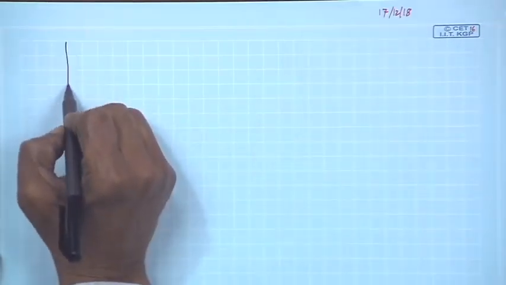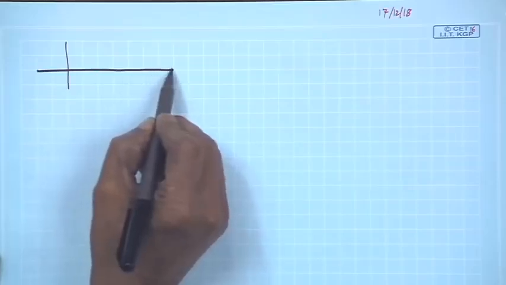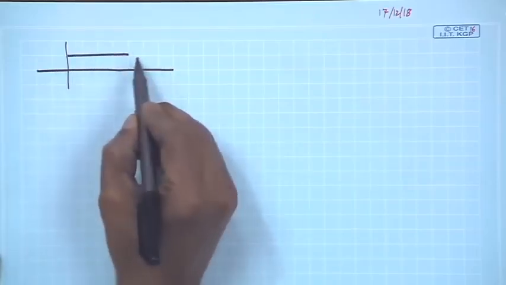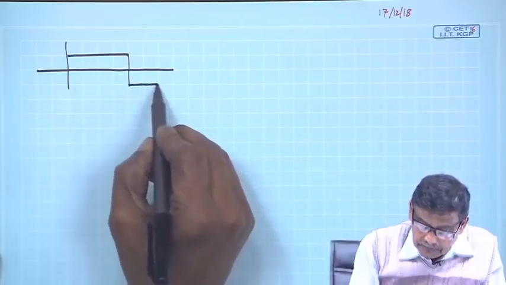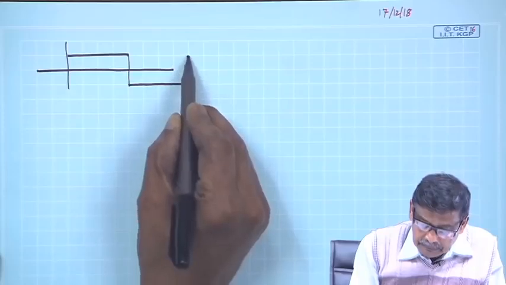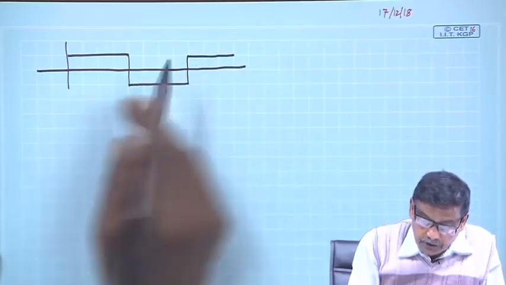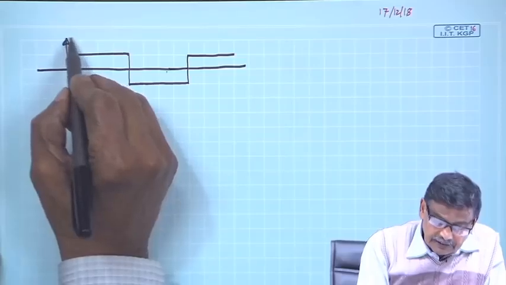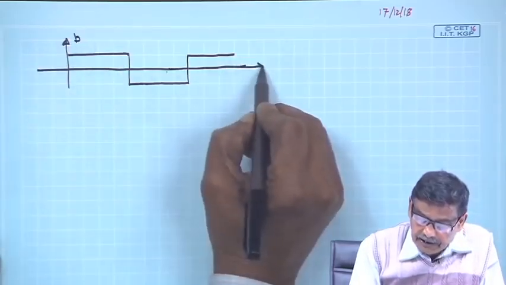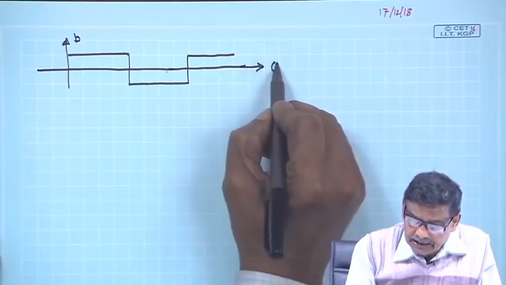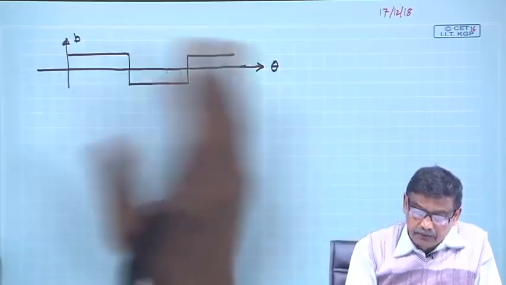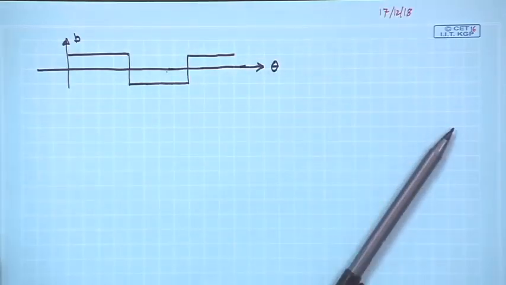Now, in my last class, just to quickly review, the B distribution in the air gap was something like this. This was the B distribution we obtained by a single coil. This is the spatial distribution of B. Mind you, this is distance, or if it is a rotating machine, it is better I write theta, the angular position. Let me explain to you.